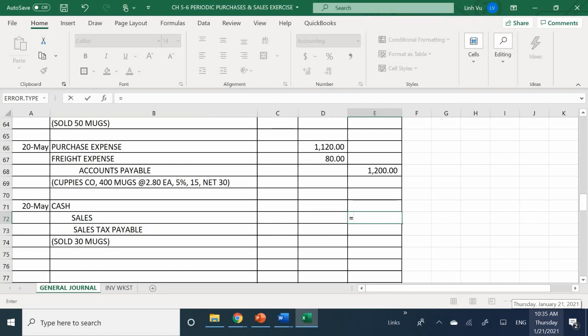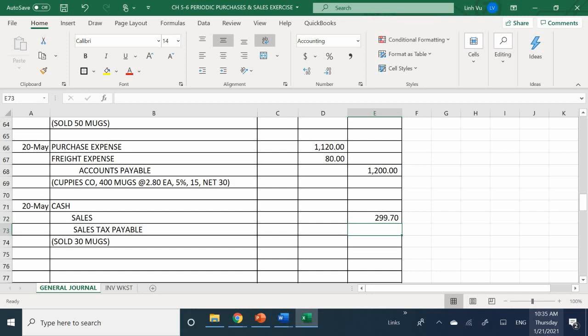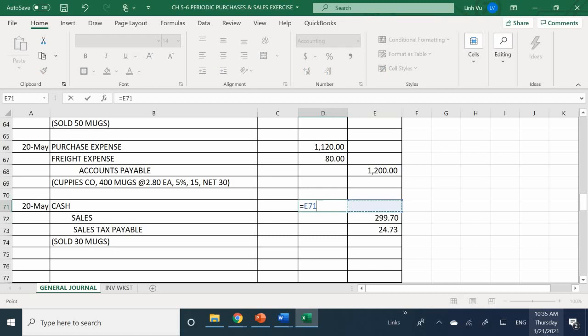$299.70. Let's see, 30 times 9.99 is 299.70, and then how much tax? 24.73. Yeah, that's what I got too. Okay. All right, and then cash is going to be 3. That's what I got. So that's why I was thinking the same thing. It's supposed to be 42.